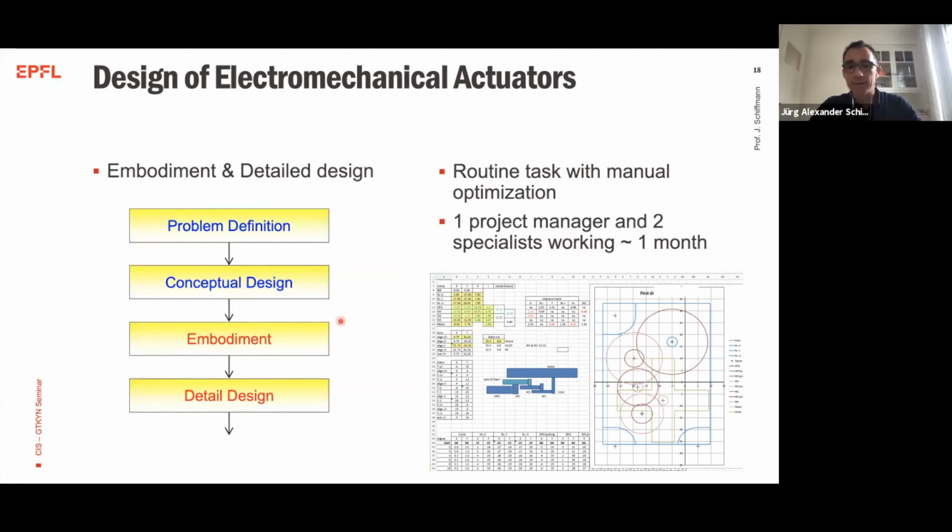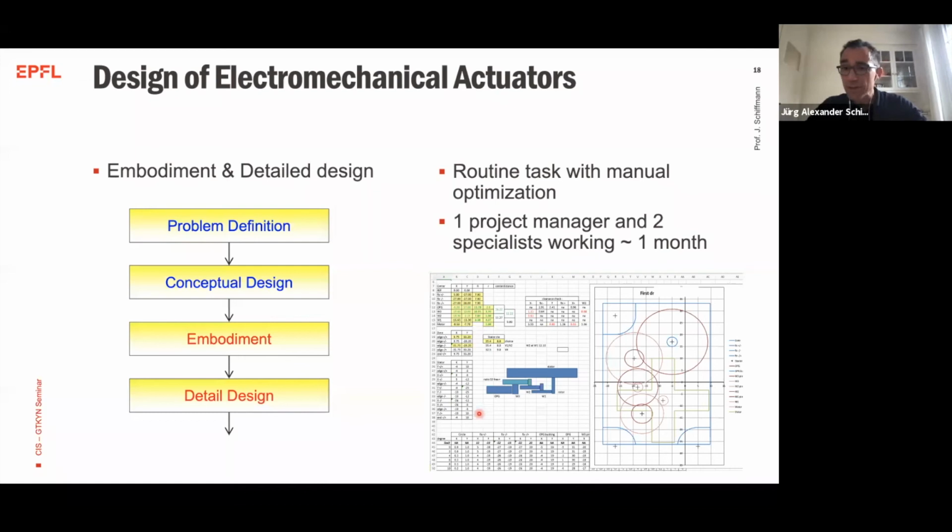And this is a very routine task where, in essence, one project manager and two specialists are working for approximately 1 month using Excel calculation spreadsheets to size the gears, to identify how many gear stages, to design the motor, and most of all, to do the packaging so that this gearbox fits into a very detailed box.